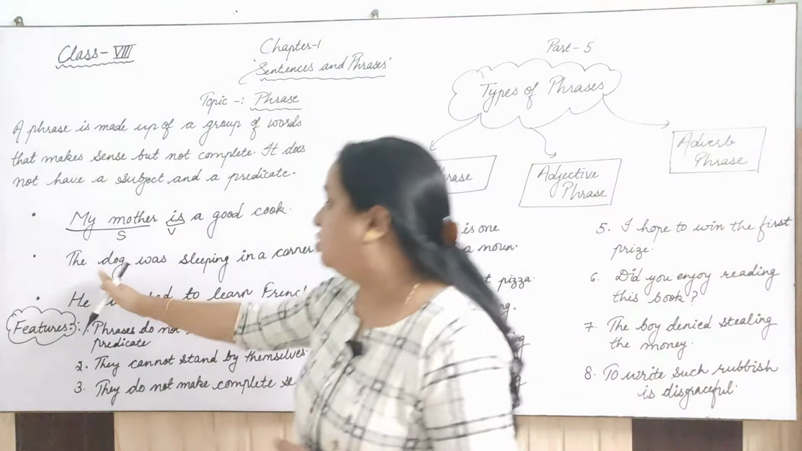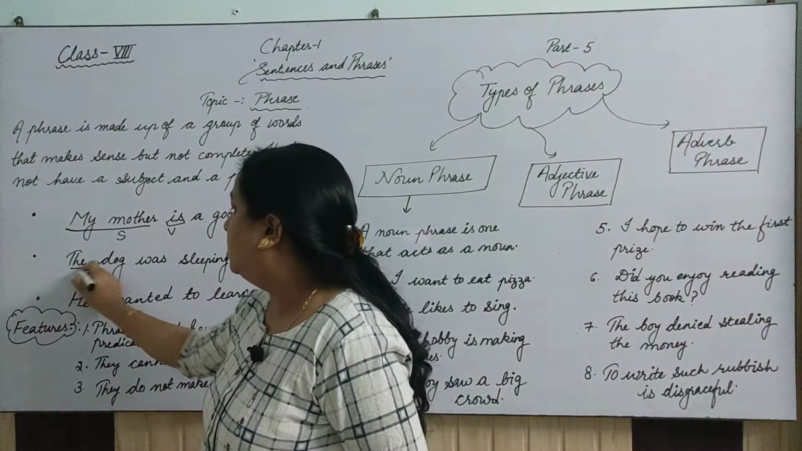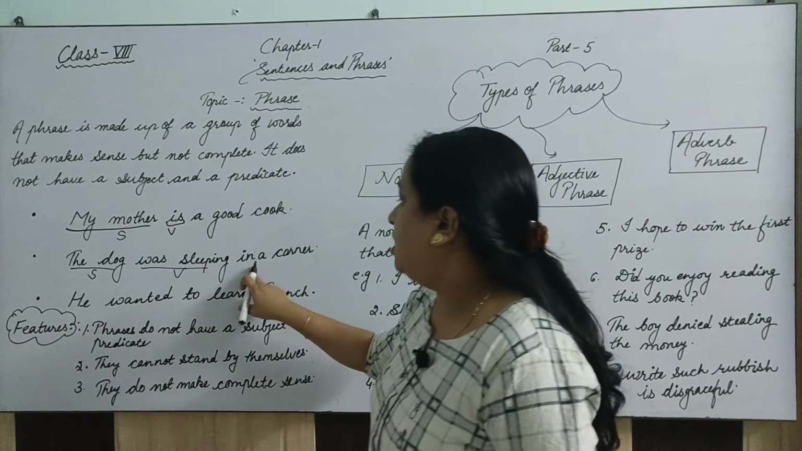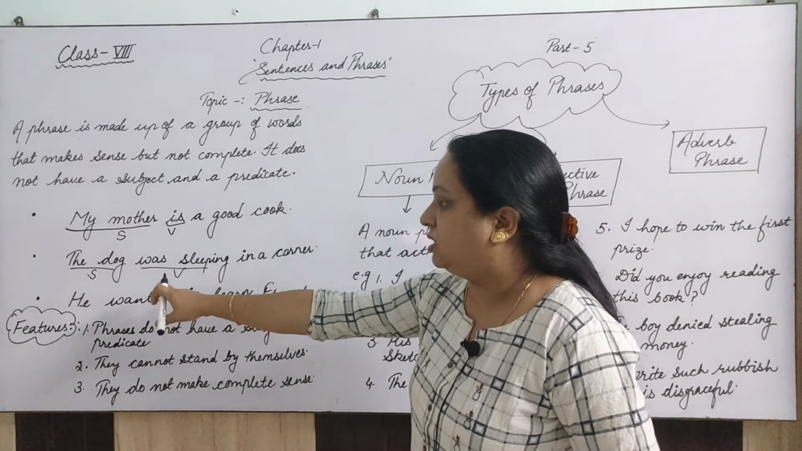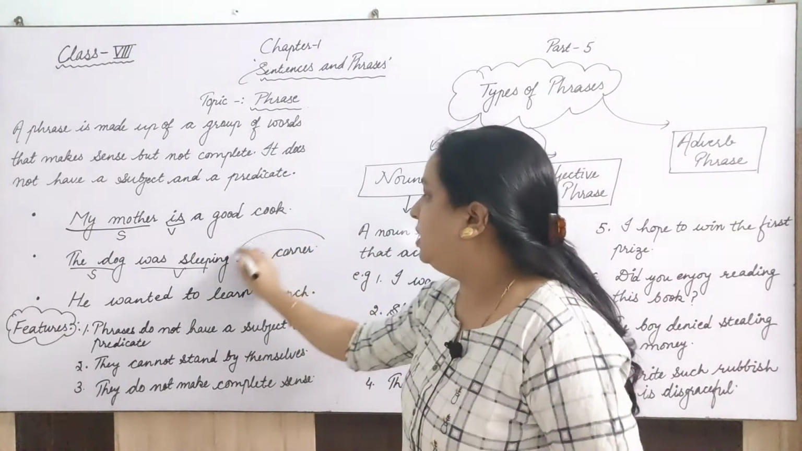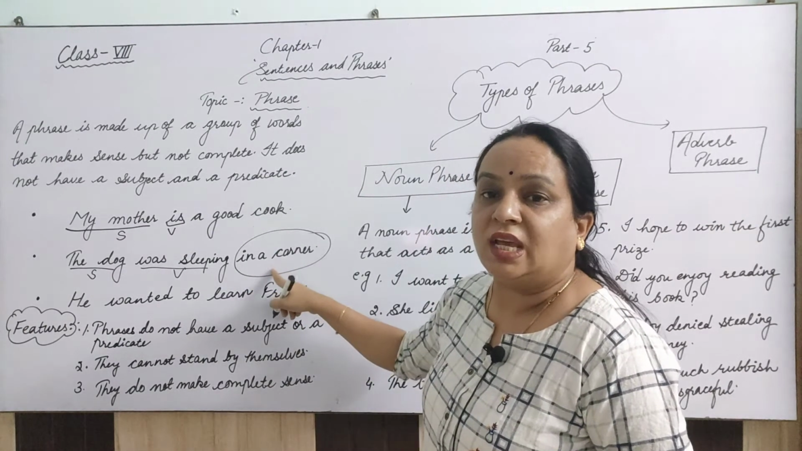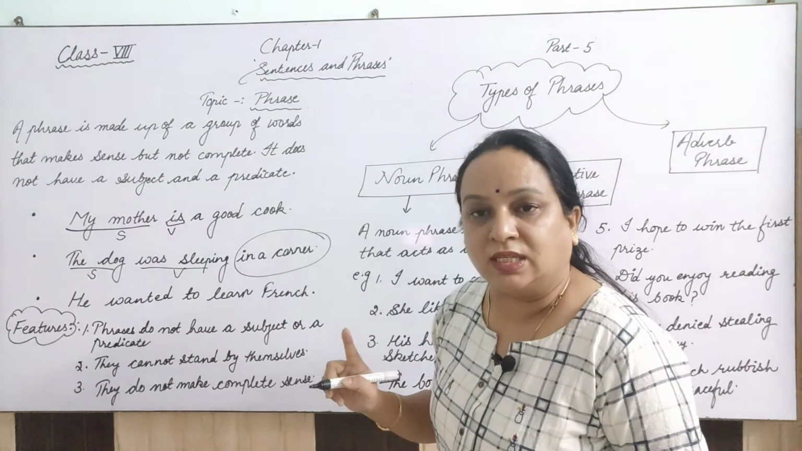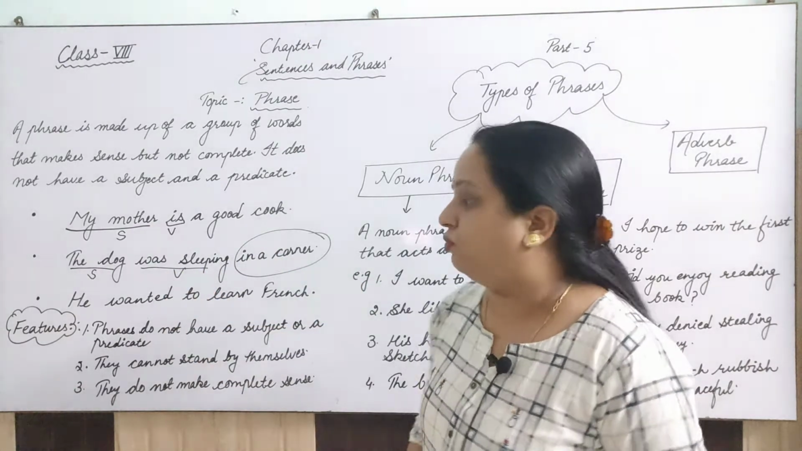Second sentence. The dog was sleeping in a corner. Here, subject is what? The dog. This is subject. Was sleeping is a verb. Now if I will take this in a corner and I will just cut it out, subject and verb, both the things. So the sentence which will be remaining, so that is what? In a corner. So this in a corner is what? Once again, that will become phrase. It's a group of words which is not having a subject, which is not having a verb.